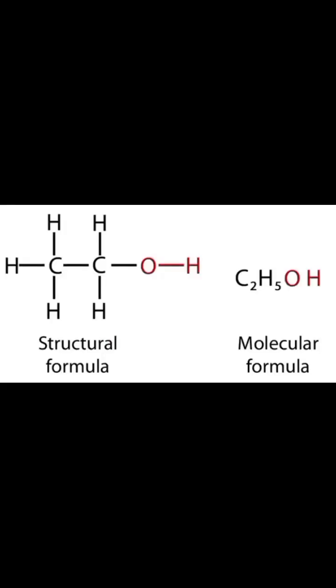The chemical structure of ethanol consists of two carbon atoms bonded to a hydroxyl group. And this is the chemical structure of ethanol, which consists of two carbon atoms bonded to a hydroxyl group.